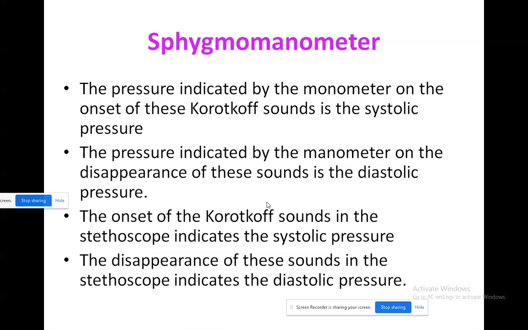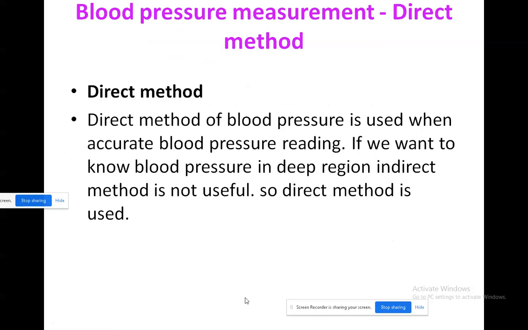But when you are deflating the cuff, what will happen? The sound will disappear. That means the given pressure value is now lower than the systolic pressure. So the pressure indicated by the manometer at the disappearance of this sound is called the diastolic pressure. The onset of Korotkoff sound in the stethoscope indicates the systolic pressure, and the disappearance of this sound in the stethoscope indicates the diastolic pressure.